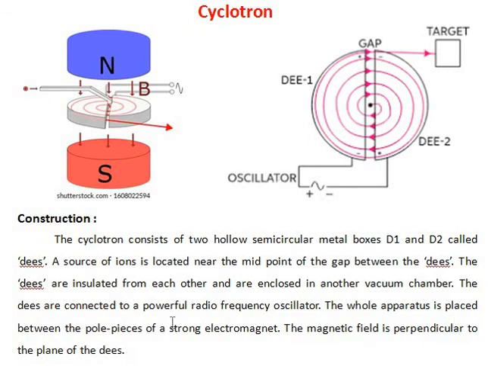The whole apparatus is placed between the pole pieces of a strong magnet. So D1 and D2 are placed between these two strong magnets. The magnetic field is perpendicular to the plane of the Ds. So if this is the plane of the D, then the magnetic field is perpendicular to the plane of the Ds.